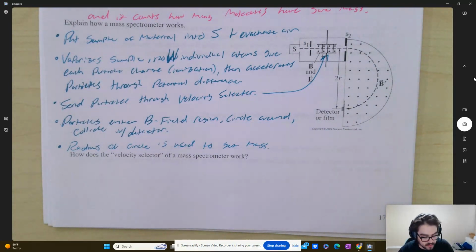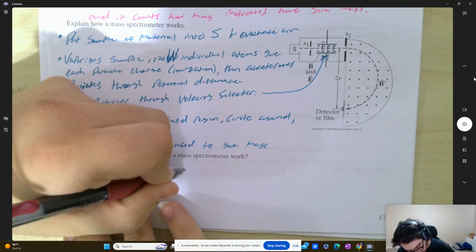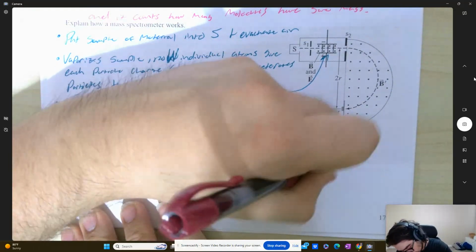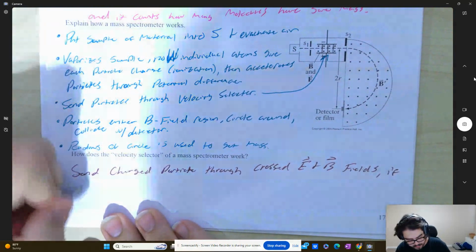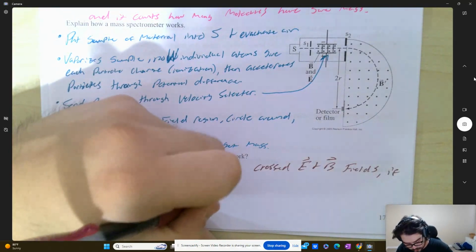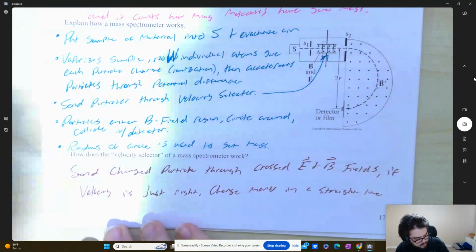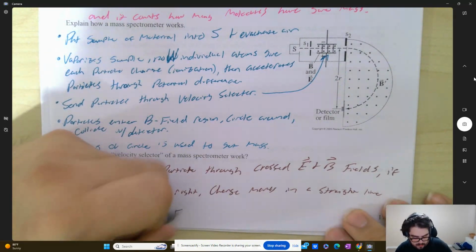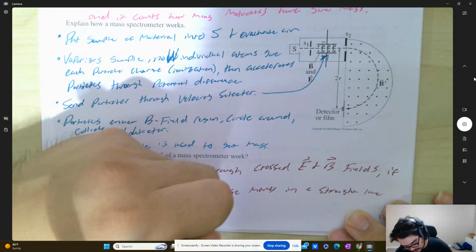The velocity selector works like this: if you send a charged particle through crossed E and B fields, and the velocity is just right, the charge moves in a straight line through E and B. The reason is that the E field force will be equivalent to and cancel with the B field force.